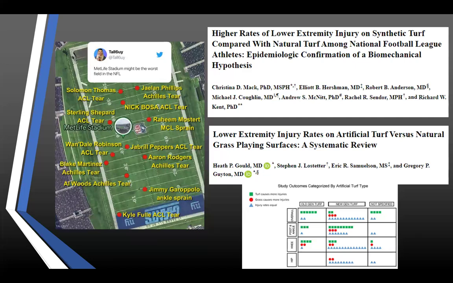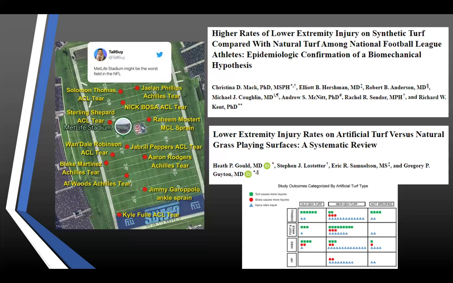So the studies show that perhaps this may be true in the elite NFL athletes. In a 2019 study that compared injury rates of players in the NFL sustaining injuries on turf or natural grass, they did find that there was a 16% increase in injury rates while playing on turf.